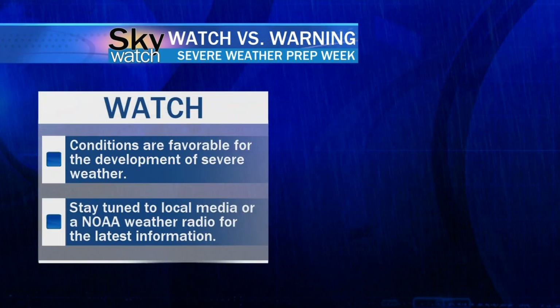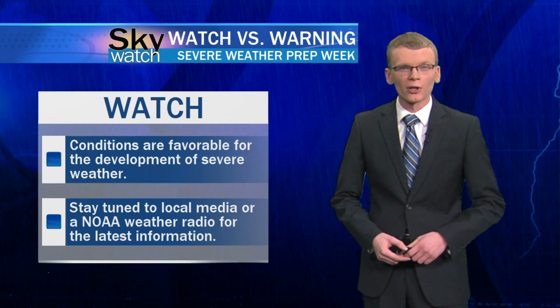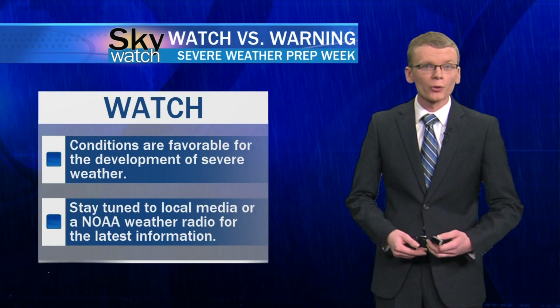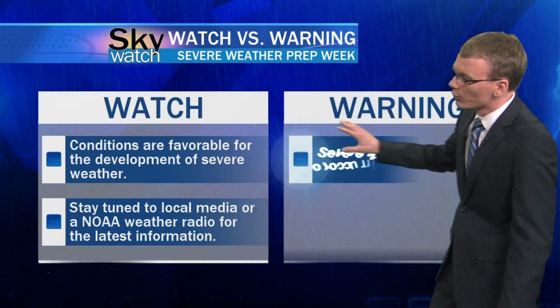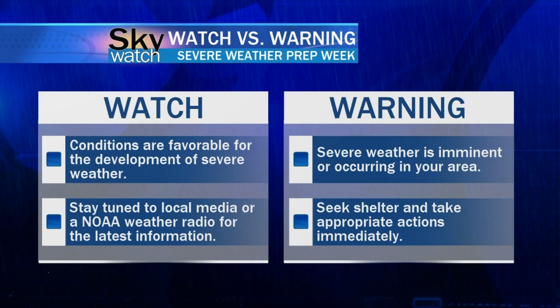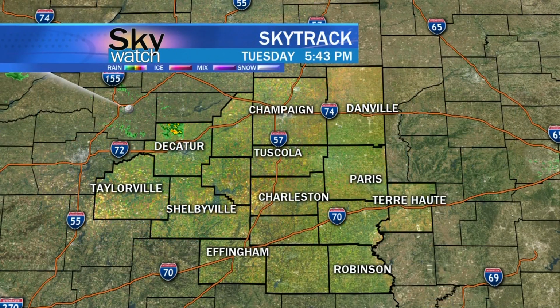And this is Severe Weather Preparedness Week in Illinois, so tonight we're looking at the difference between a watch and a warning. A watch means that conditions are favorable for the development of severe weather. It doesn't mean it's occurring, but you should stay alert because severe weather may be occurring in the near future. And a warning means that severe weather is imminent or occurring in your area. That's when you need to seek shelter and take appropriate actions to protect yourself from any harm from those thunderstorms. So no watches or warnings today across central Illinois.